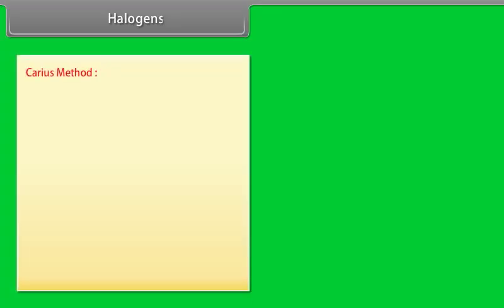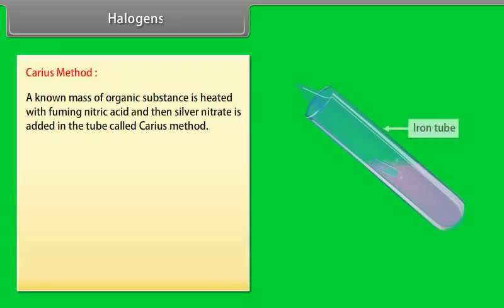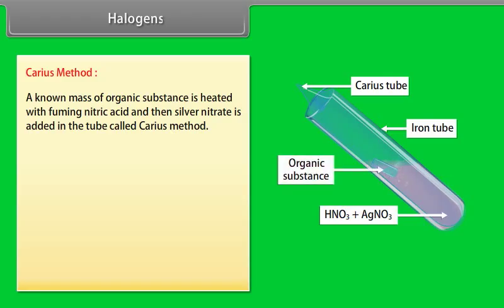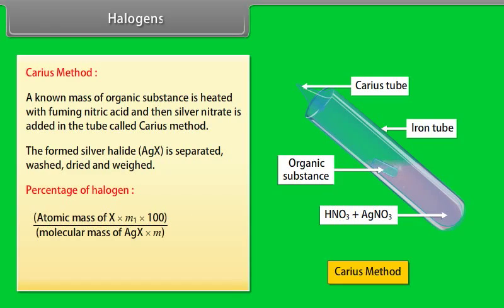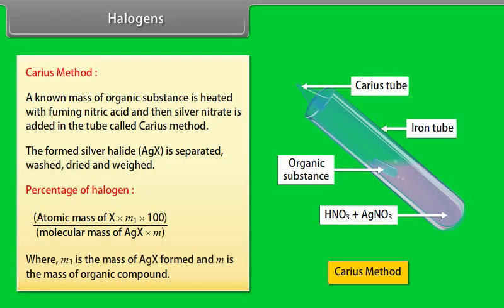Halogens. Carius method. A known mass of organic substance is heated with fuming nitric acid and then silver nitrate is added in a tube, called the Carius method. The formed silver halide is separated, washed, dried and weighed. Percentage of halogen = atomic mass of X × M1 × 100 / (molecular mass of AgX × M), where M1 is the mass of AgX formed and M is the mass of organic compound.